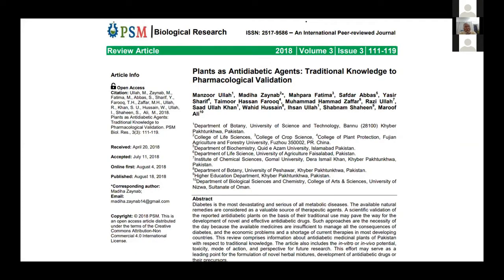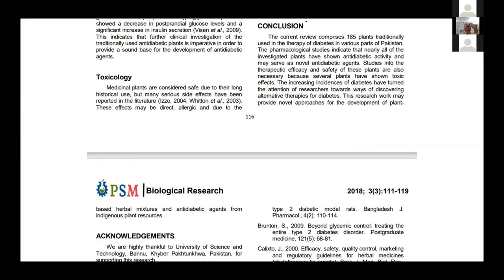Now, this is a very interesting paper. Again, from Pakistan, for diabetes, same tradition, whether it is Australia, Pakistan, Peru, Mexico, India, doesn't matter which country it is. The formula is: we are thankful to the university, so and so, for supporting the research, and the community somewhere, that's it.